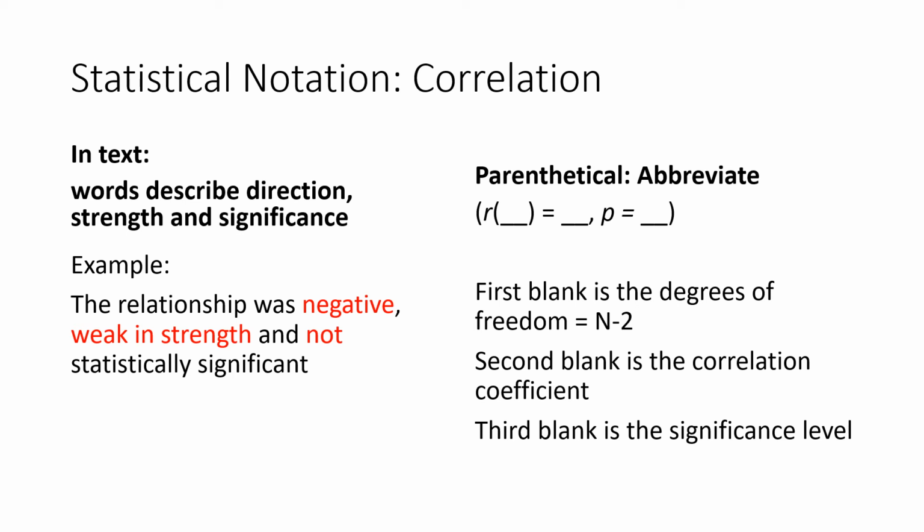The first is the degrees of freedom for the analysis. It goes in parentheses after an italicized r, lowercase, and is computed by subtracting 2 from the number of participants in the analysis. The second number is the correlation coefficient from the Pearson correlation row in the SPSS output. And the third number is the significance level from the Sig. (2-tailed) row in the output. Typically, we round those numbers to 2 decimal points.